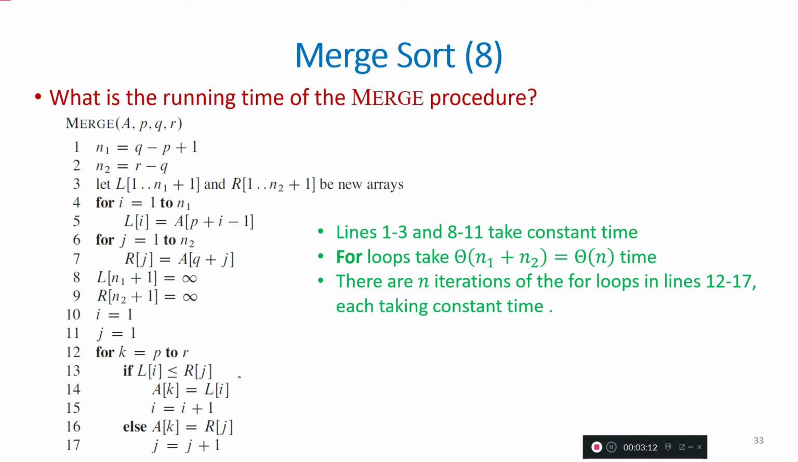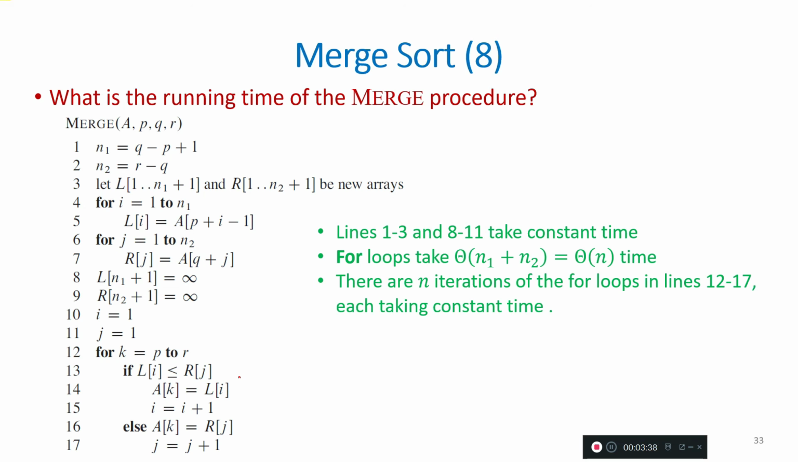The first for loop can be seen on line 4. This for loop iterates from 1 to n1. Okay? The second for loop is on line 6 and it iterates from 1 to n2. So the sum of these two for loops would be n1 plus n2, which is n. Therefore, we have worst case running time of theta n.